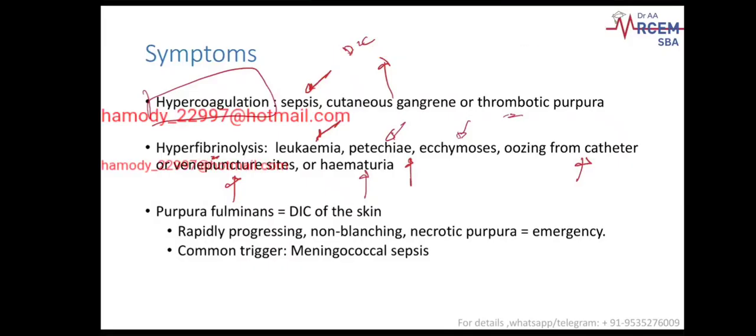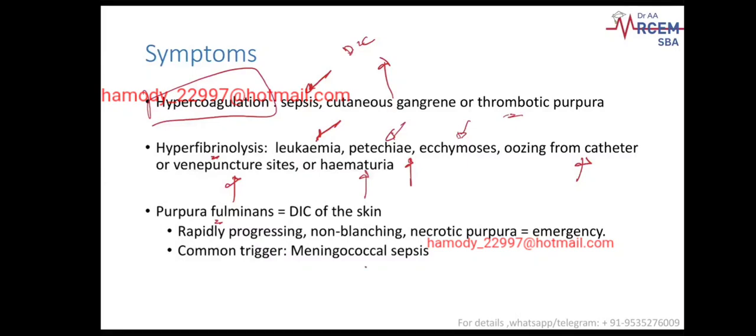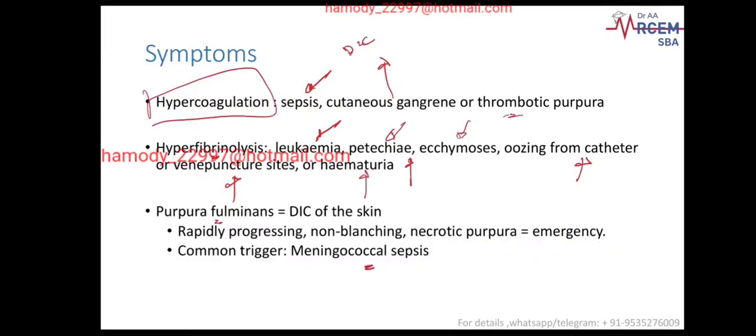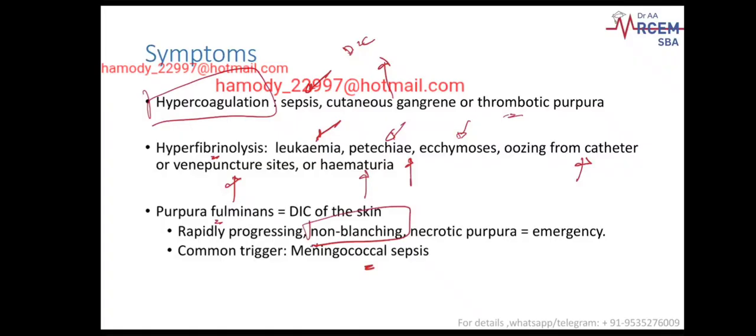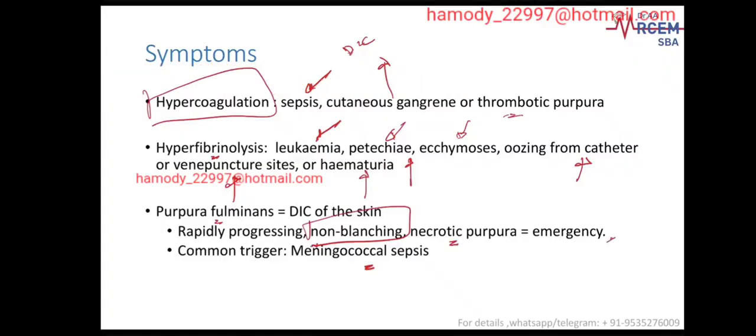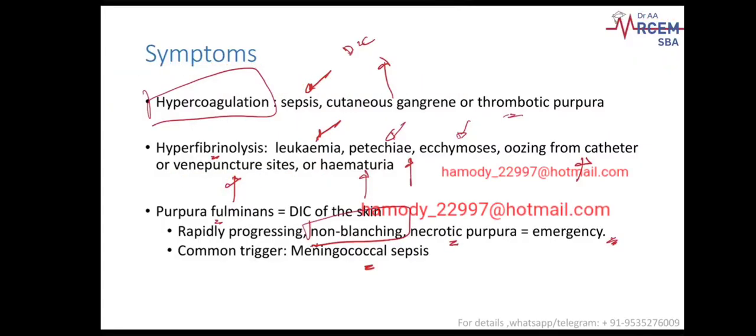There is a condition known as purpura fulminans. It is a life-threatening condition usually seen in meningococcal sepsis. They present with a non-blanching rash. This rash will become necrotic over time and it is an emergency. Treat these patients immediately.